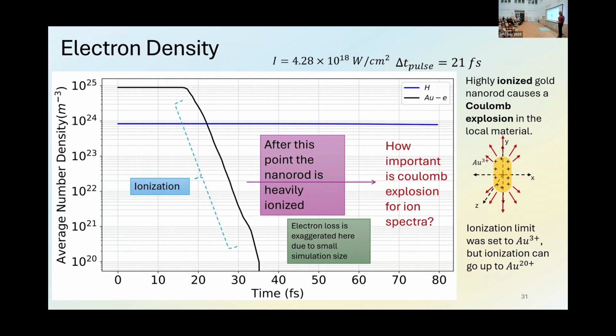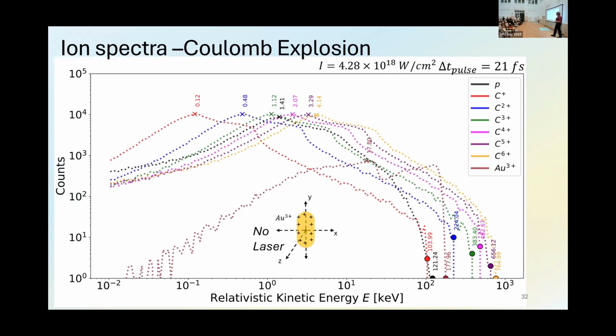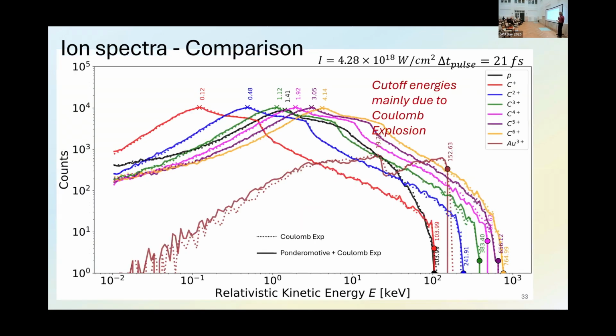So I want to look at how important Coulomb explosion is for ion spectra of short pulse duration and high intensity. This is actually a simulation of Coulomb explosion. There's no laser in this simulation. It's just a charged nanorod put in a simulation, no electrons on the nanorod, and it explodes. And this is the particle spectrum you get out. If we compare it to the experiment where we're actually shooting a laser on this nanorod, they're almost exactly identical.